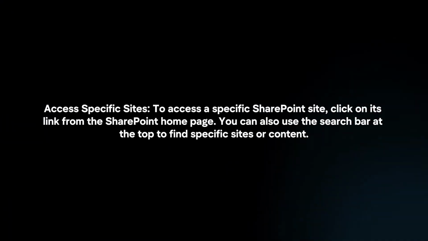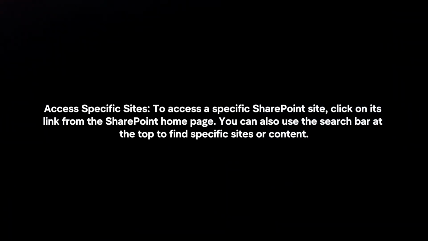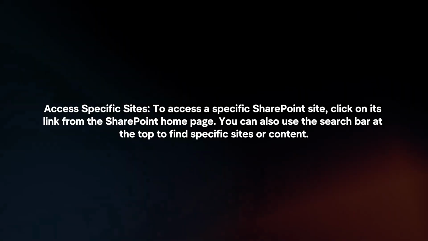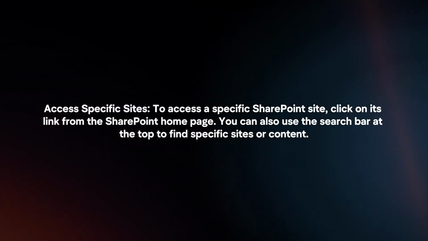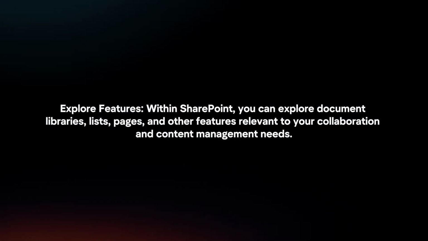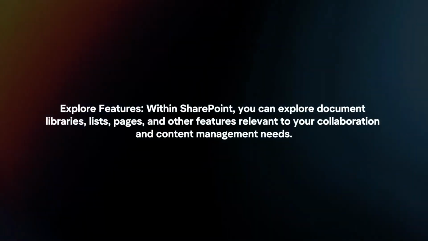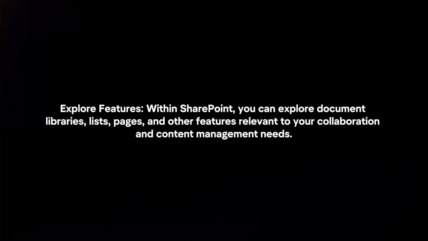Access specific sites. To access a specific SharePoint site, click on this link from the SharePoint homepage. You can also use the search bar at the top to find specific sites or content. Explore features. Within SharePoint, you can explore document libraries, lists, pages, and other features relevant to your collaboration and content management needs.